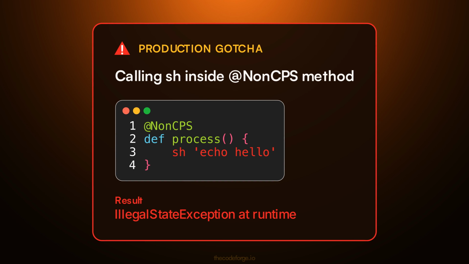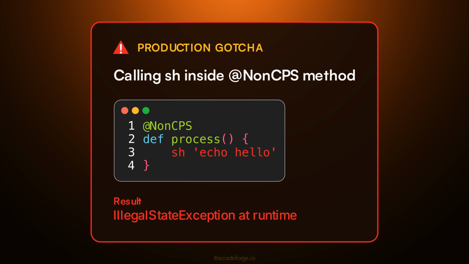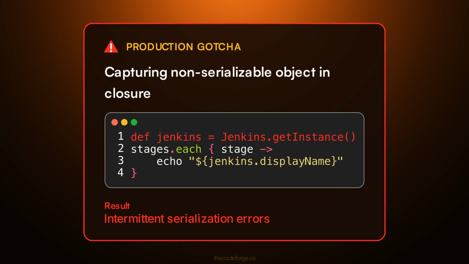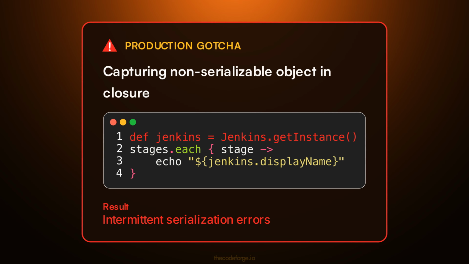If you annotate a method with @NonCPS and call sh inside it, you'll get an IllegalStateException. Move the shell call to a CPS method and keep @NonCPS for pure logic. If a closure captures a non-serializable object like Jenkins.getInstance, the pipeline may fail intermittently with serialization errors. Pass the URL as a string instead.